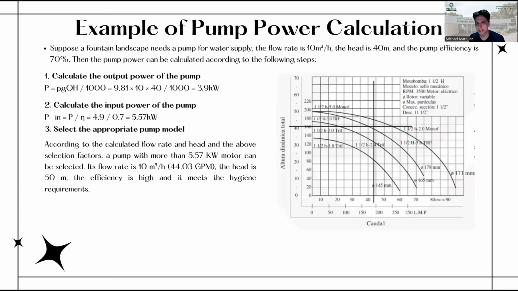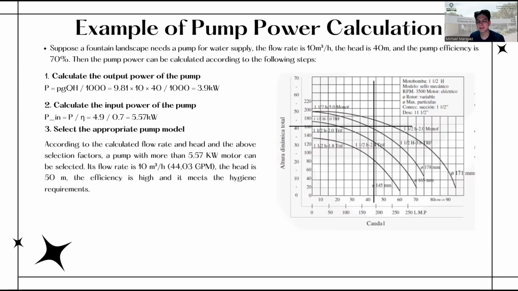We have an example of pump power calculation and what could be a selected pump model. Suppose a fountain landscape needs a pump for water supply. The flow rate is 10 cubic meters per hour. The head is 40 meters, and the pump efficiency is 70%. First, we have to calculate the output power of the pump. As we can see, it is 3.9. And second, we can calculate the input power of the pump, which includes the efficiency of the pump. And finally, we can select the appropriate pump model.